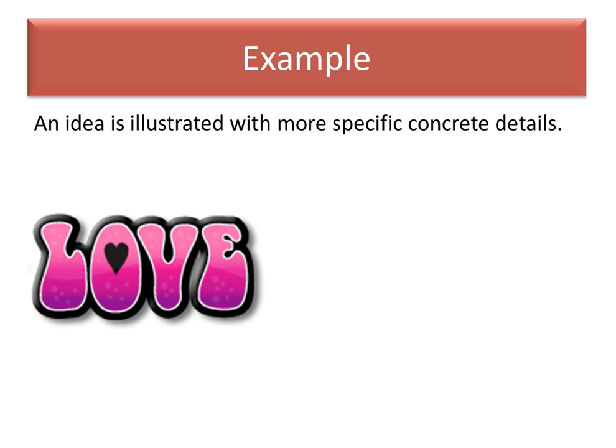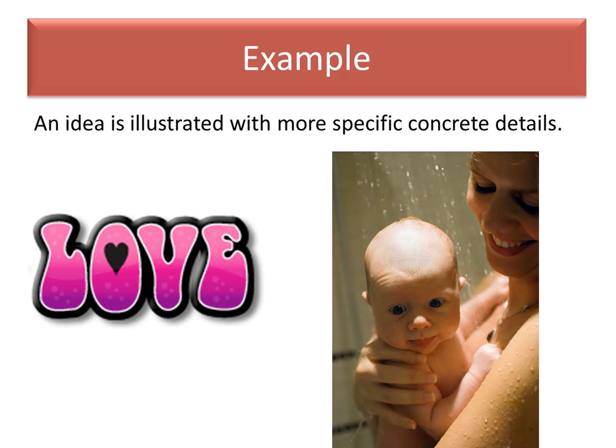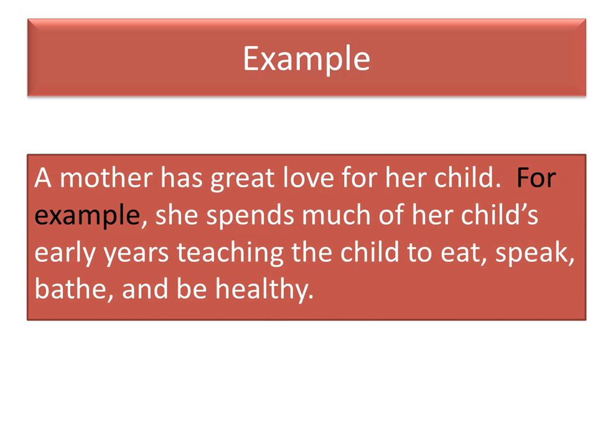Last one is an example. An idea is illustrated with more specific, concrete details. So here we have an example of love, and we have a mother with her baby. The mother has great love for her child. For example, she spends much of her child's early years teaching the child to eat, speak, bathe, and be healthy.